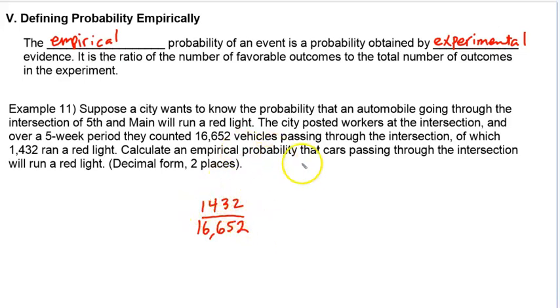So based on that observation, that experiment, we are able to determine the probability that someone will run the red light, and it's based on this data. So we would just go to percent form. So 1432 divided by 16,652, and in percent form that would be 8.60. Decimal form, moved 2 places.